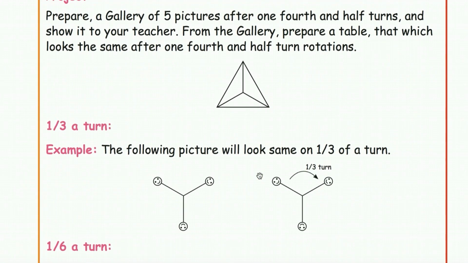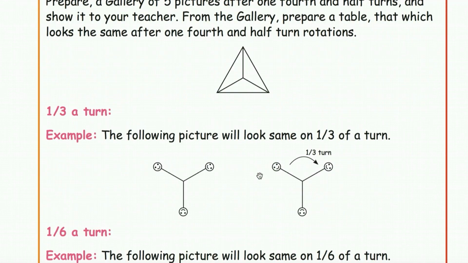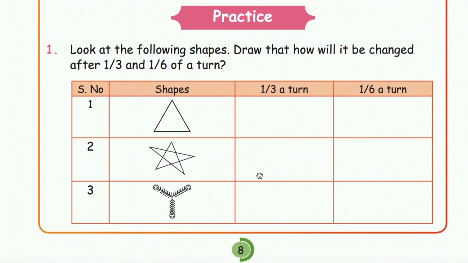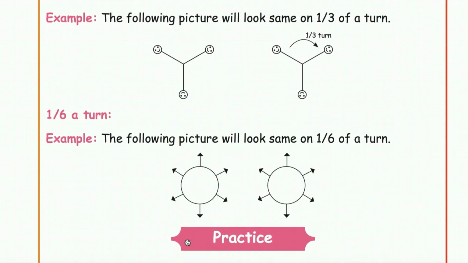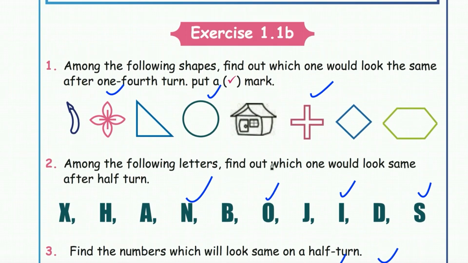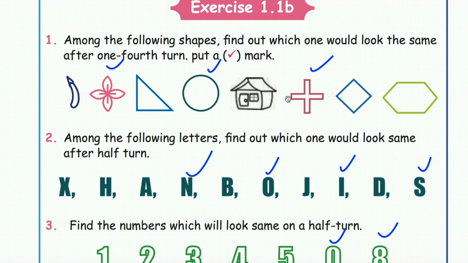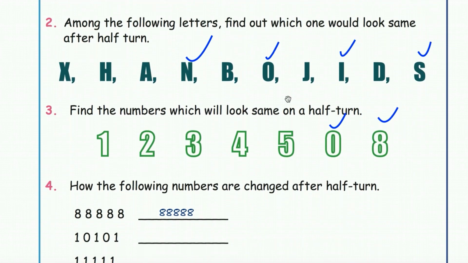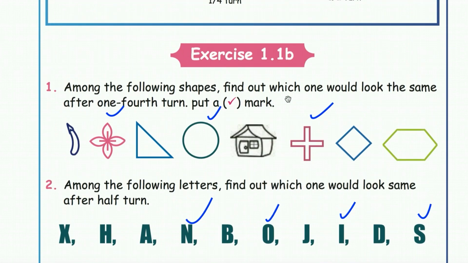See, 1/3 means 360 by 3. How much? 120-degree rotation. 1/6 means 60-degree rotation. That you need to remember. Half turn means 180-degree rotation. Okay, 180-degree, not 90, 180. Fine. 180.